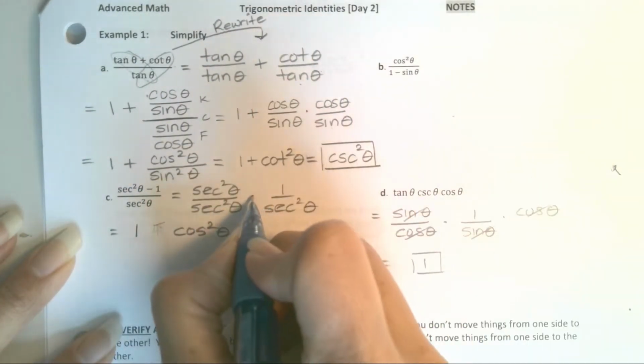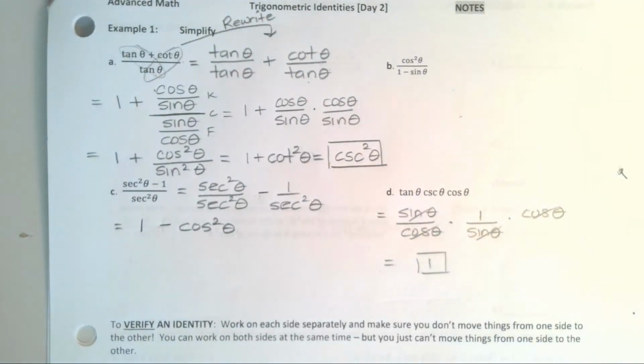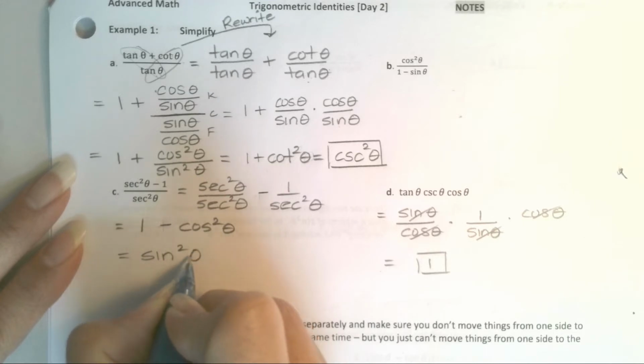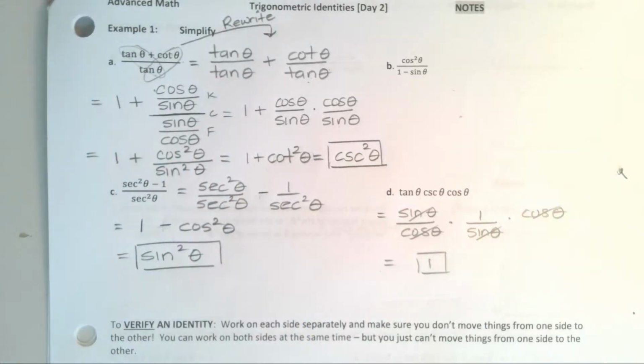Excellent. Thank you for that. Alrighty. And then 1 minus cosine squared theta. Do you have that already, Ermela, by any chance? Sine squared theta is correct. Okay. Good job. Are there any questions on that?